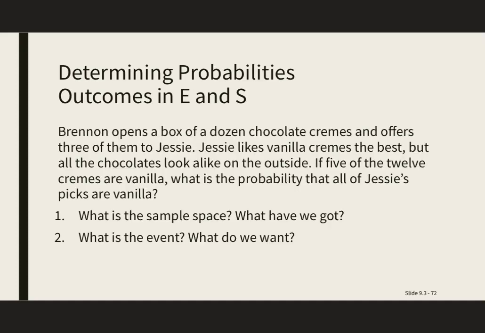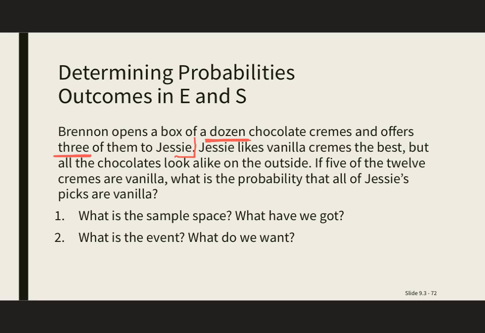I have one final example for you. It's about determining probabilities, outcomes in E and S. Seems a little confusing at first, but I think you'll get it. Here we go. Brennan opens a box of a dozen chocolate creams and offers 3 of them to Jesse. Let's pause for a moment. A dozen chocolate creams, and offers 3 of them. There are 12, and he's offering 3.